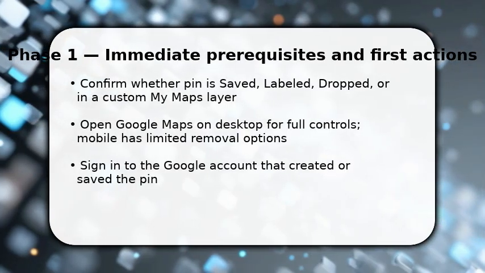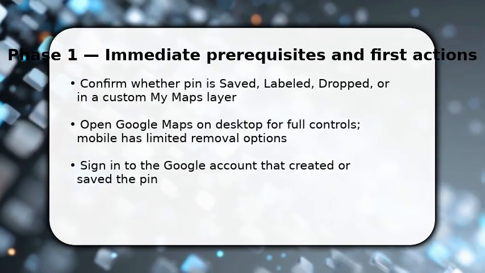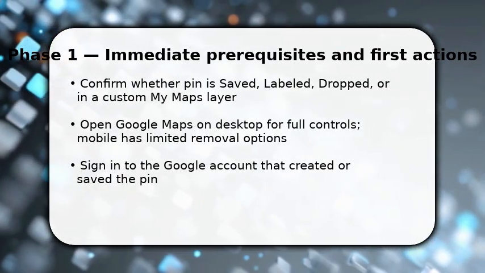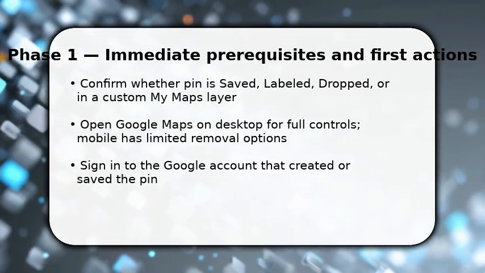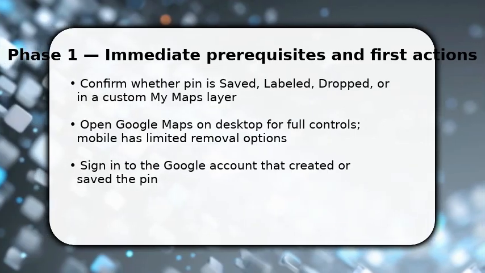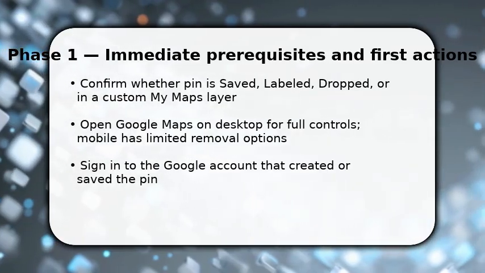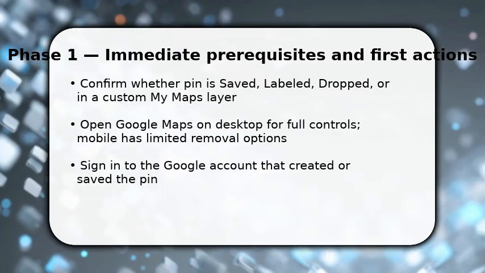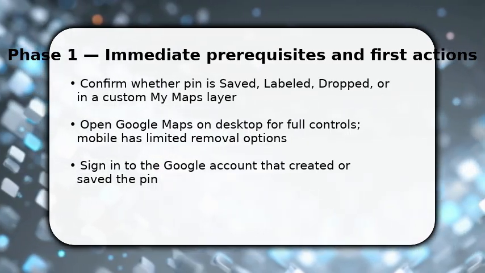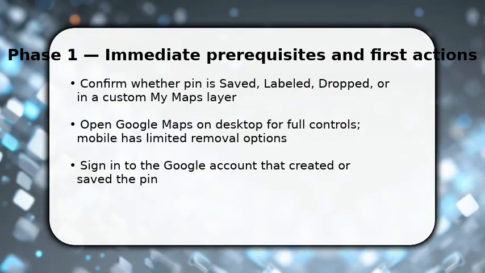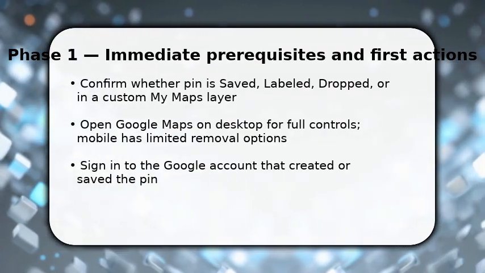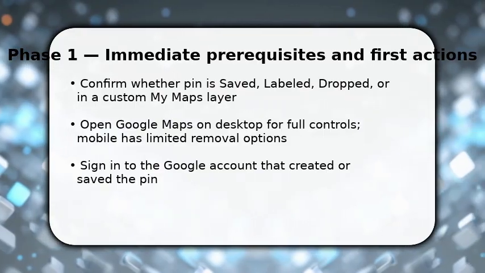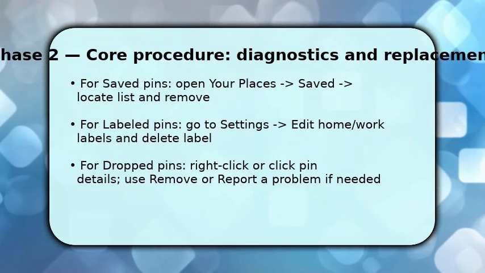You start by confirming exactly what kind of pin you see, because the removal path depends on the source. Open Google Maps on a desktop browser while signed into the same Google account. Mobile can hide options. Once done, check if the pin is a saved place, a labeled address, a dropped pin you created, or part of a My Maps layer. Make sure to note which it is. That determines the only removal method that works reliably. Now follow the specific removal steps for what you found.